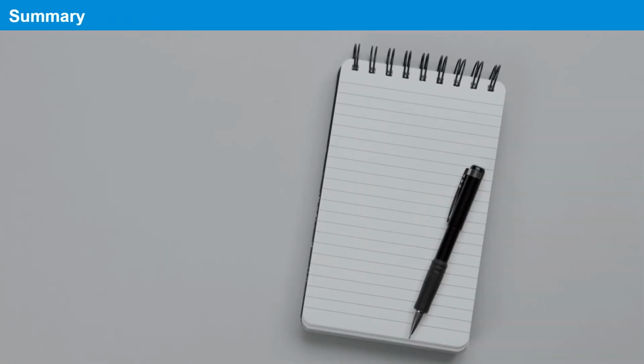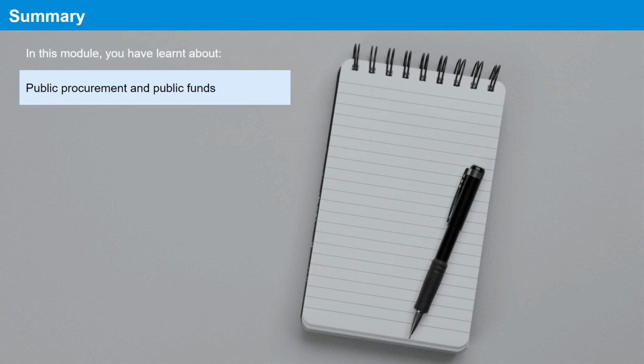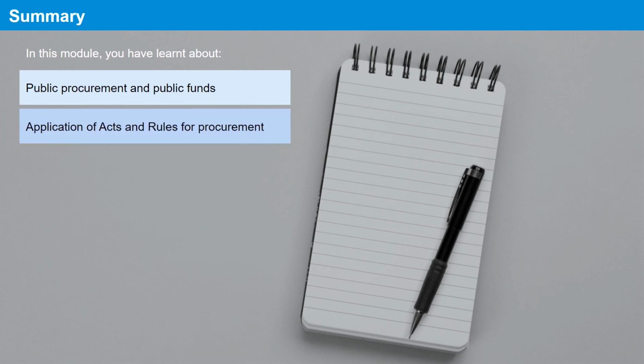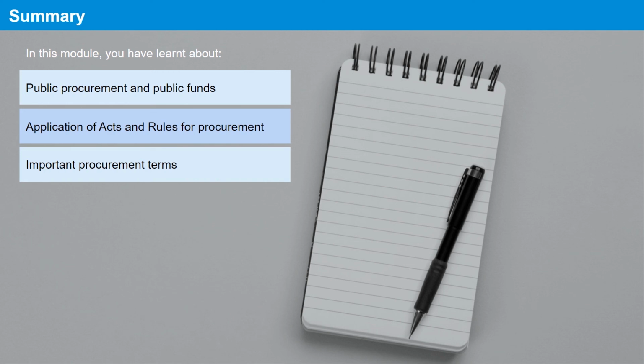This brings us to the end of this module, Important Definitions. In this module, you have learnt about public procurement and public funds, application of acts and rules for procurement, and important procurement terms. You may now attempt the ungraded knowledge checks for this module.